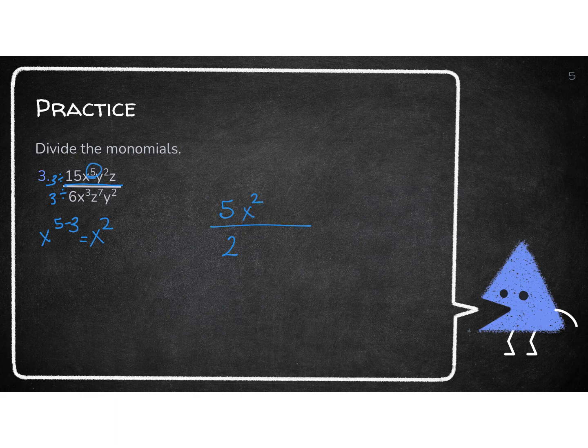I'm going to deal with my y's next. So I have a y to the 2 on top and a y to the 2 on bottom. So 2 minus 2 is going to give me y to the 0, which, remember, anything to the 0 power is 1. So it's kind of gone. I don't have to put it anywhere.